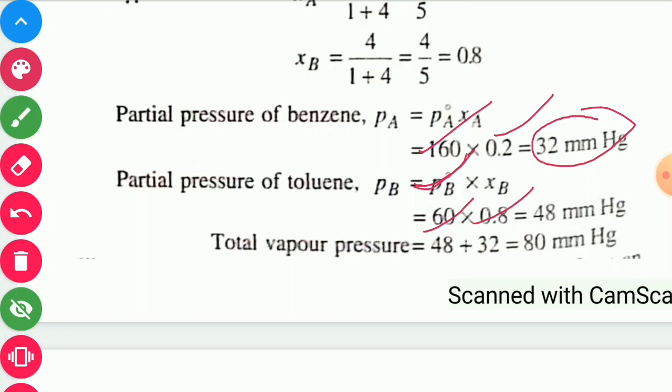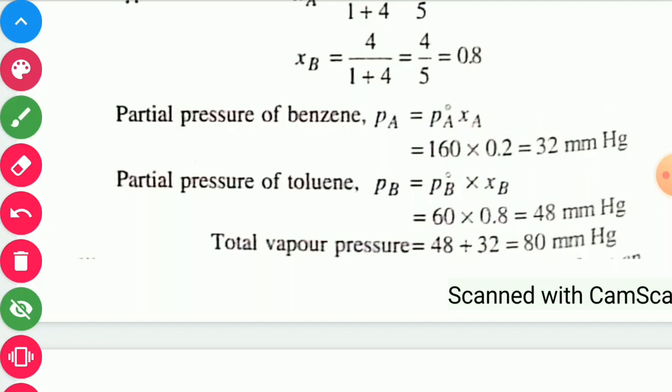Total vapor pressure of solution is equal to the summation of partial pressures of the components present in the solution. So here total vapor pressure will be equal to partial pressure of toluene plus partial pressure of benzene, that is 48 plus 32 is equal to 80 mmHg.